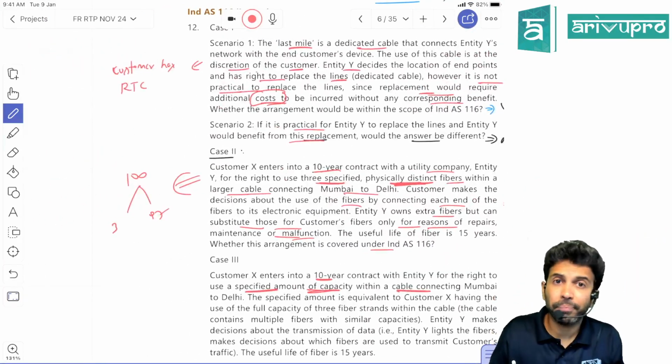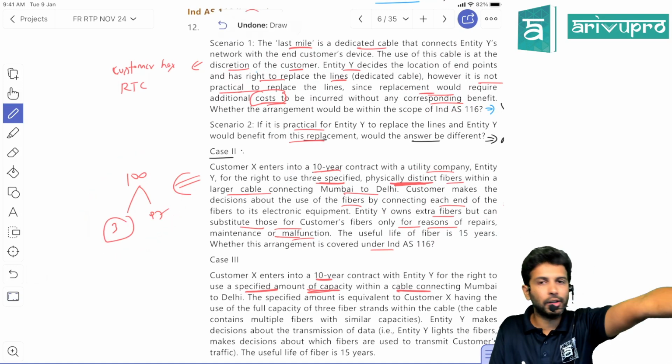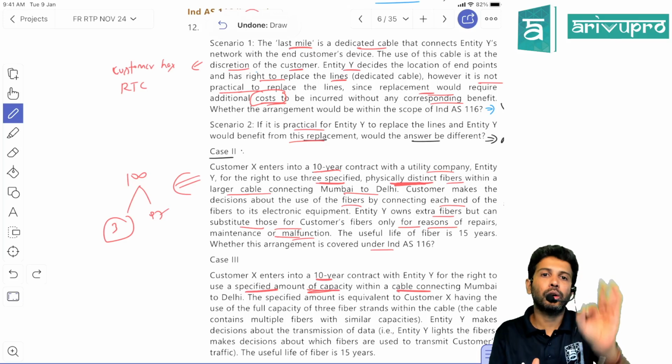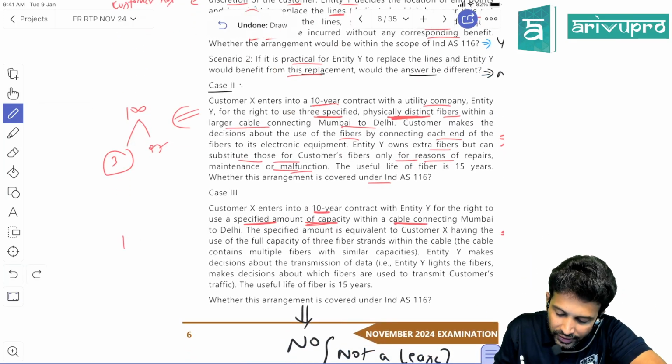In the first case, we have many cables. Of these, 3 cables were specifically given to one customer for full usage. Nobody else uses those 3 cables but that one customer. In the second case, let's say we have one cable.